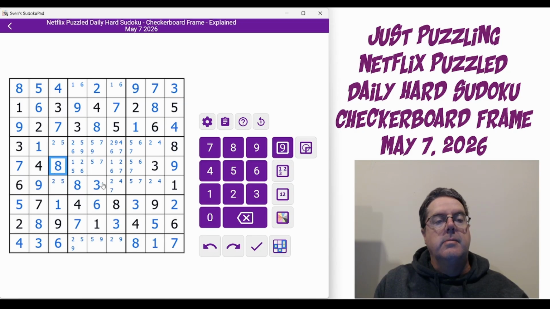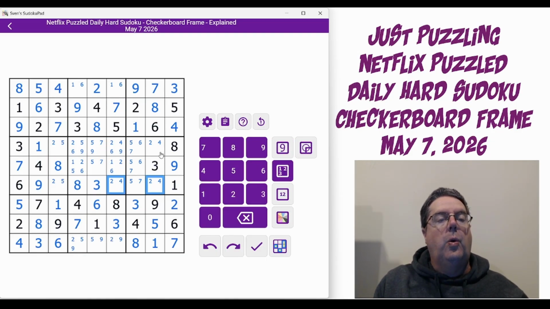Alright. 2, 4, 2, 4, 5, 7, 2, 9. So 7 comes down here. These can't be a 7. So that's a 2, 4, 2, 4, 2, 4. So this here has become an unsolvable rectangle, and so this can't be a 2 here.